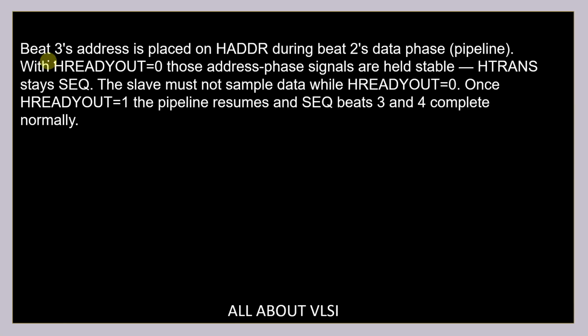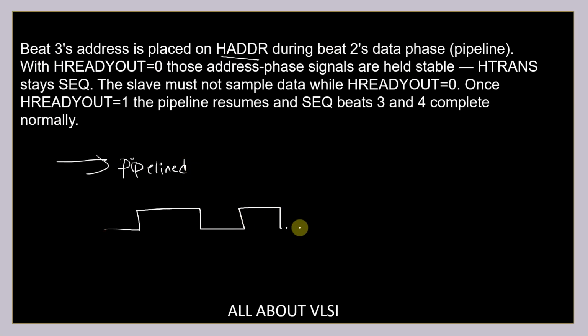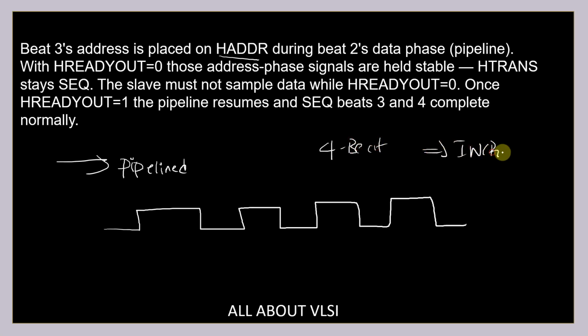Basically, beat 3's address is placed on HADDR during beat 2 only. If you know about AHB protocol, you might know that AHB is a pipelined protocol. That means, let's say this is my clock and I'm going to send 4 beats of data. It might be an INCR4 or a WRAP4, that's not an issue for this particular question. So let's assume it's an INCR4.